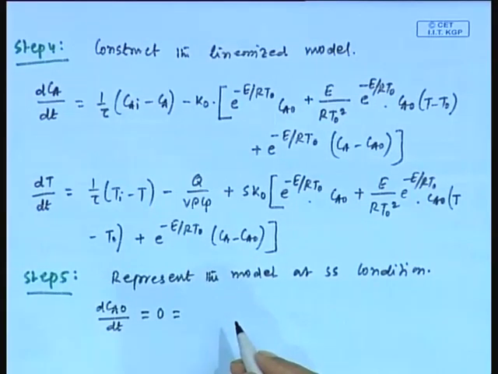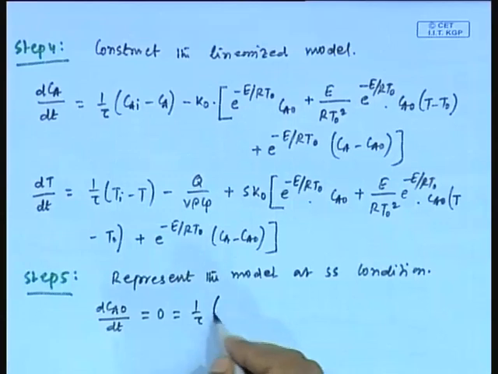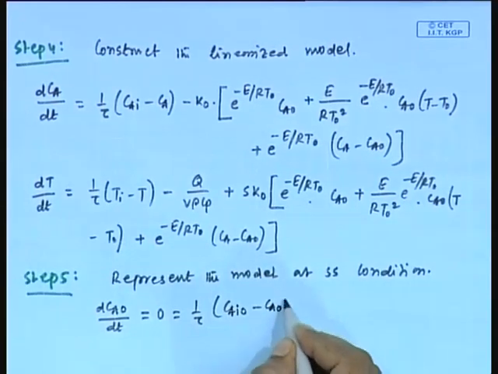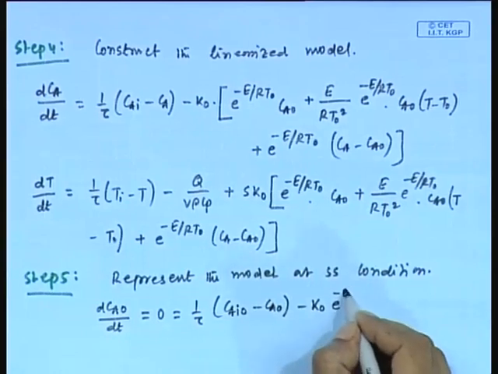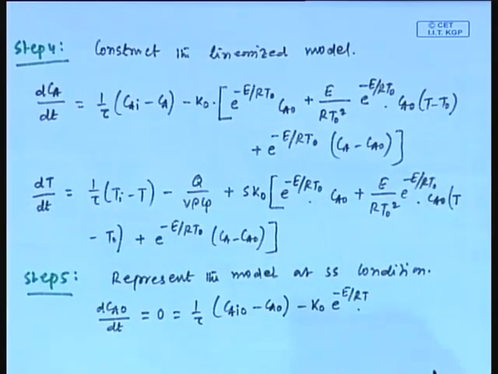It was dCA dt. So, we are just adding the suffix 0 to represent the steady state. We are adding suffix 0 to represent the steady state. 1 by tau, C A I naught minus C A naught, minus k naught exponential of minus E divided by R T, C A naught. Fine. This is the steady state representation of the component mass balance equation.